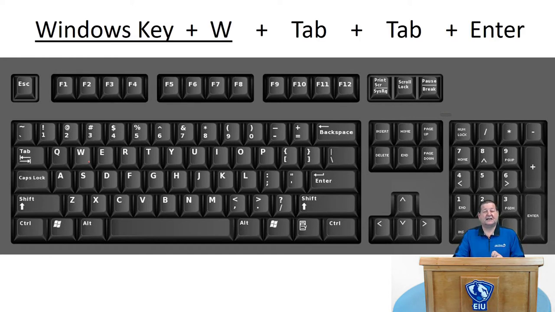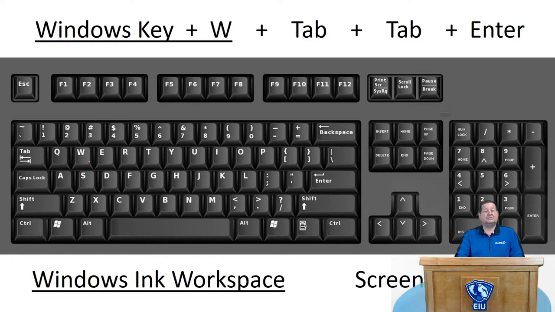So the second part of this secret is the Windows key, the letter W, and then tab, tab, enter. Windows key W takes you into Windows Ink workspace, and then tab, tab, enter will take you into Screen Sketch. So let's just go ahead and do that and see what happens.